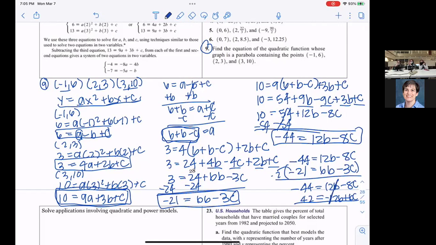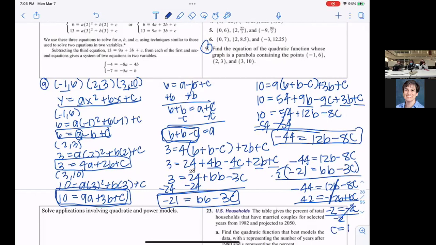And now we have a -44 plus 42, which is gonna give us a -2. So we have -2 equals, and then we have -8C plus 6C is gonna give us a -2C. And then dividing by -2, we have C equals 1.